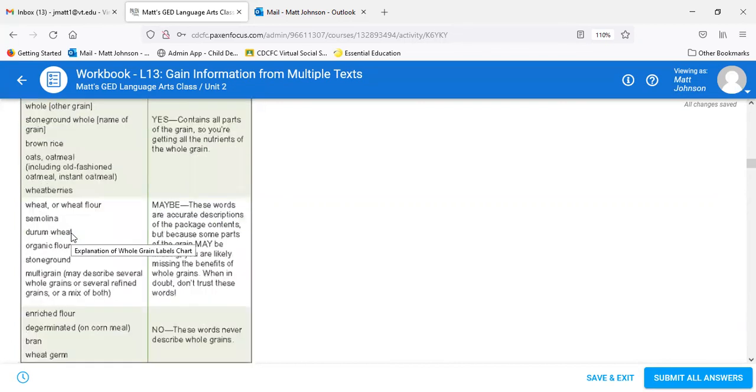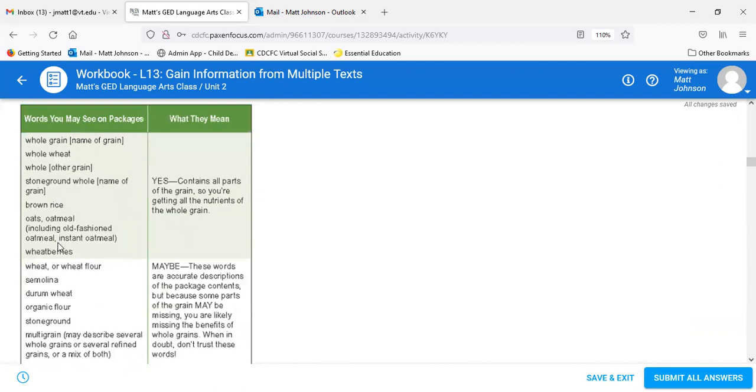And it's very light, but they're sectioned here. So there's a little bit of a light gray color in the background. So that first section there from whole grain down to wheat berry, when it says what they mean, yes, contains all parts of the grain. So you're getting all the nutrients of the whole grain. So if a package says whole grain, whole wheat, whole, stone ground, brown rice, oats, oatmeal, wheat berries, all that's going to have all the components of a whole grain.